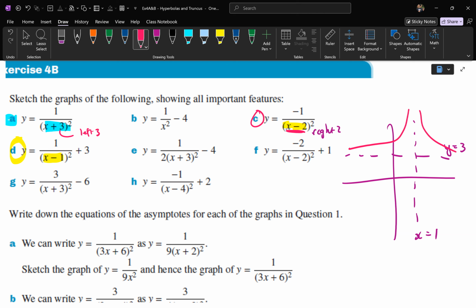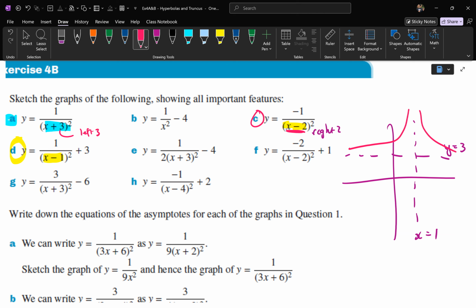Clearly from the graph I know there's no x-intercept, so you don't have to worry about finding the x-intercept. You're just going to find the y-intercept. How do you find the y-intercept? Let x equal 0. So it'll be 1 divided by 1 plus 3, so it must be 4. Okay? You see how I'm doing it? I'm just using what you've learned in exercise 3D, but you can apply it to all functions.